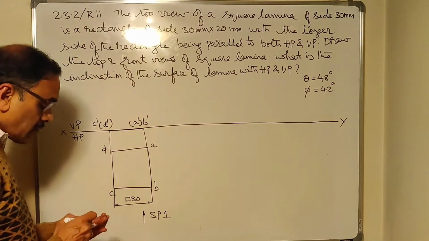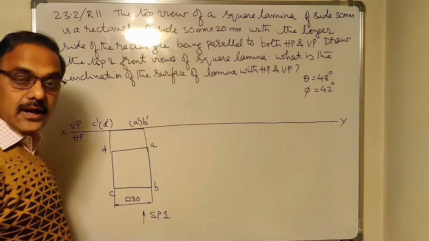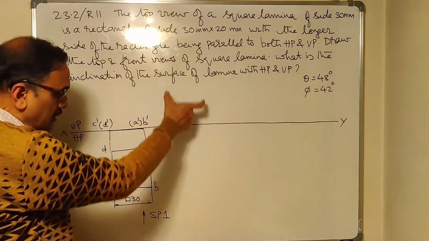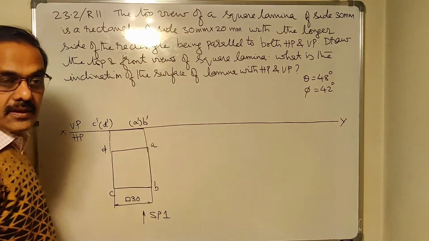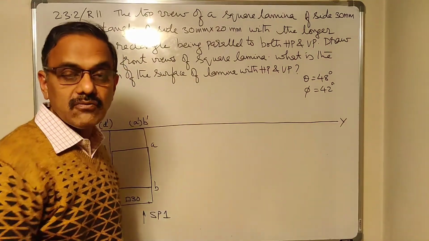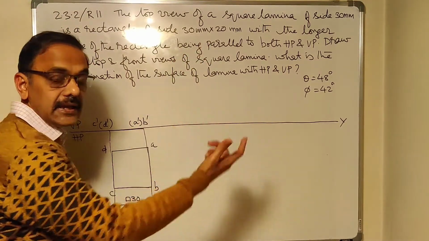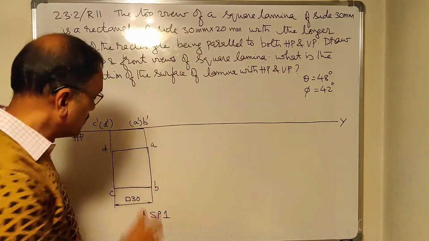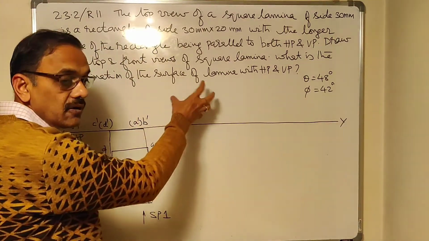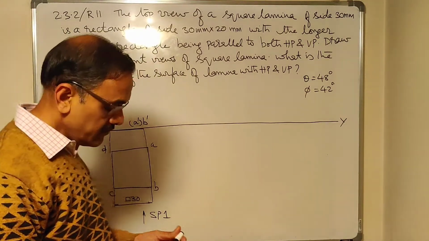Now, normally after doing this step, while moving to second step, what did I do in the last problem? I made the surface inclined to HP, projected and got the top view. But you do the reverse of it here, because that is how the problem is given. What is given? The top view appears to be a rectangle of 30 by 20. So that I will draw first. I will draw the top view first, and then I go to the front view and find the inclination of the surface with HP. Okay.